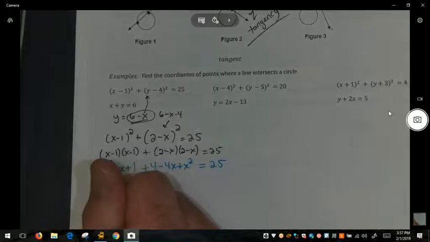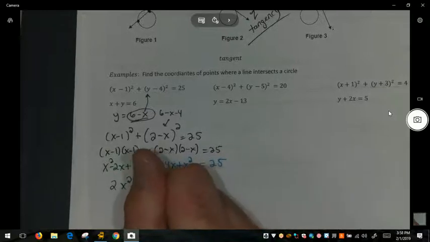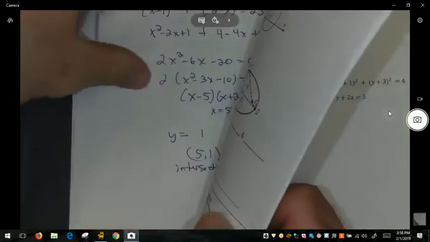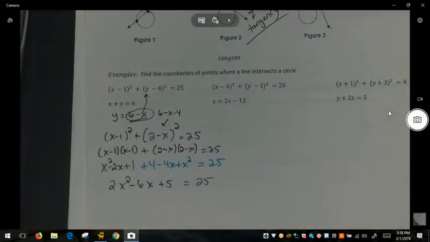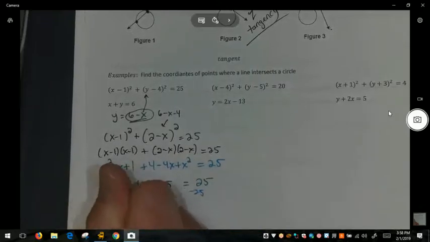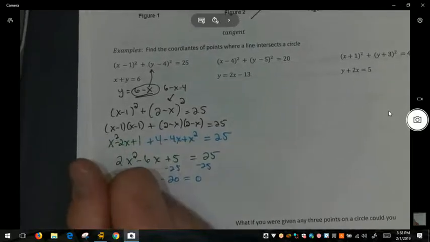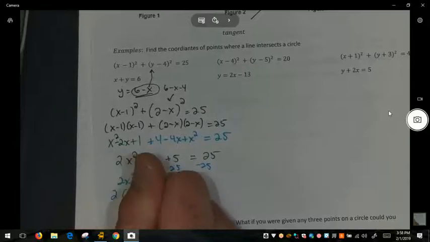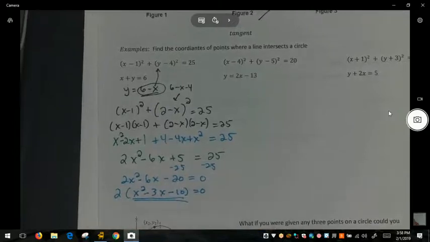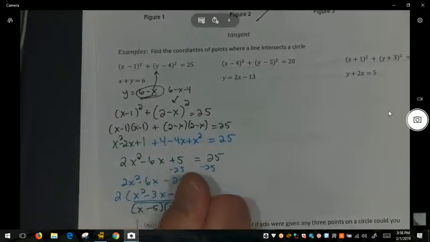When I combine like terms, I have 2x squared minus 6x plus 5 equals 25. And we're going to get this equal to 0 by subtracting 25 from both sides. So now I have 2x squared minus 6x minus 20 equals 0. I'm going to factor out the greatest common factor of 2, leaving me with x squared minus 3x minus 10 equals 0. This quadratic is factorable. The factors are (x minus 5) by (x plus 2).